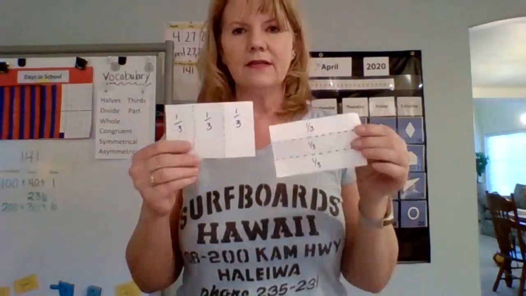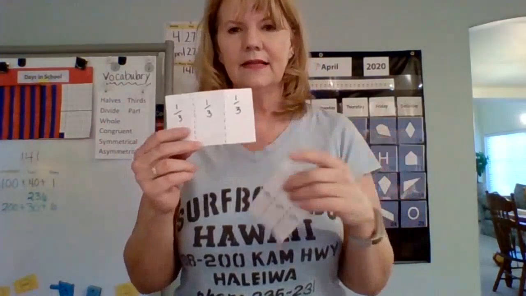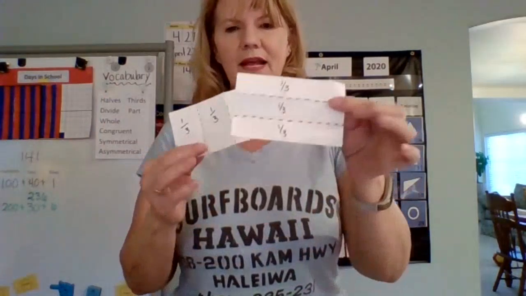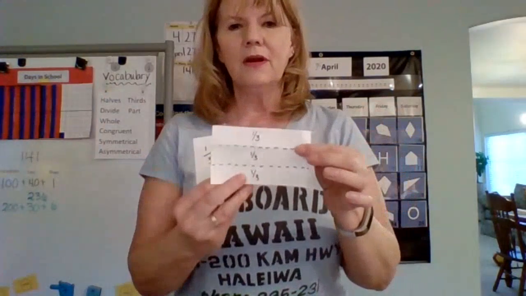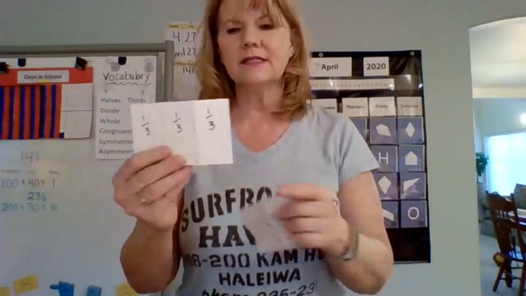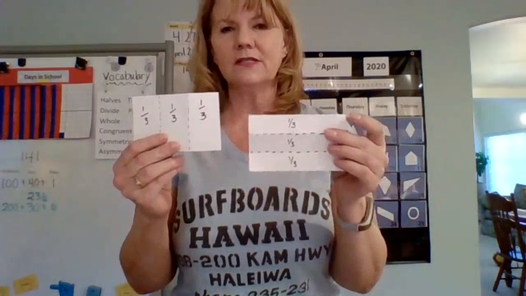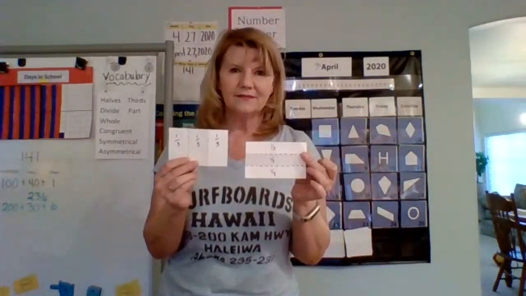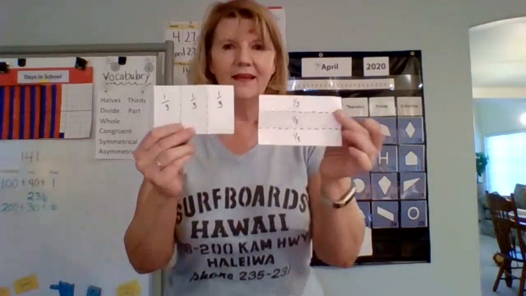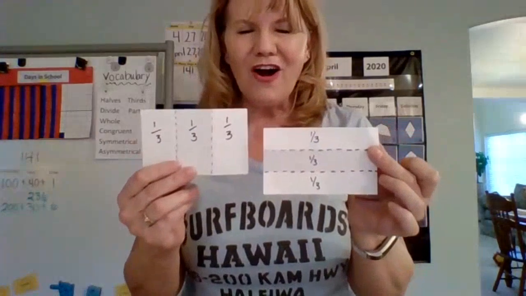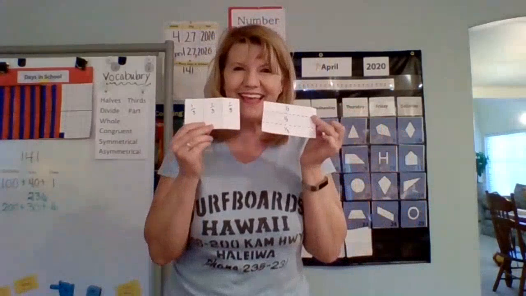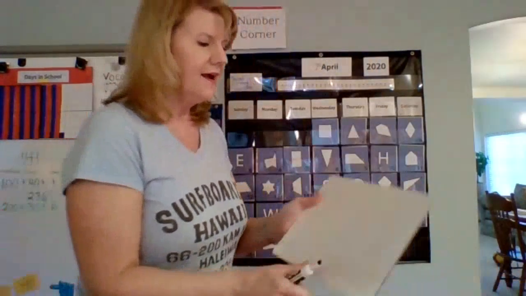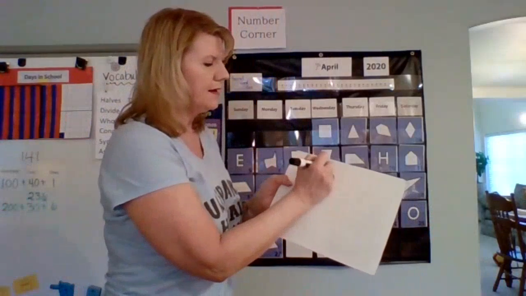Do you think they are the same size? The little sections? This has three equal sections and this one has three equal sections. But are these long sections the same size as these short sections? Turn and tell your partner what you think. Well, they are. They don't look like it, but they are. They're exactly the same.